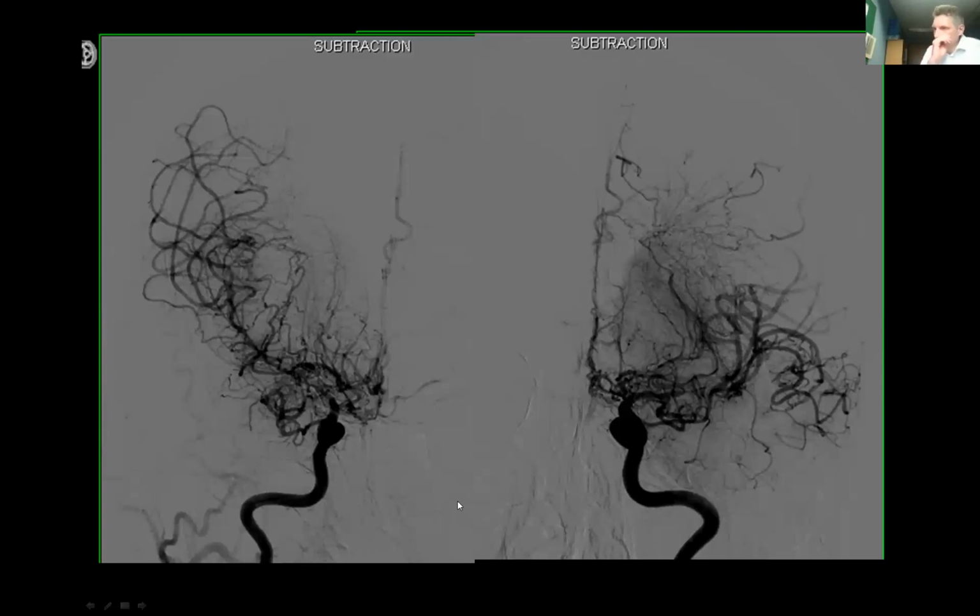And what do you see here? So if you start on this side, this is the side she's had the hemorrhage from. What's this view?